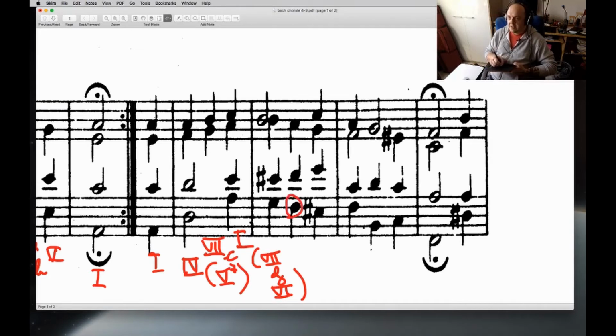Now this is chord 6. That is chord 6 in root position. It's something interesting anyway. The B in the soprano is being held above, so it creates a moment of dissonance here.